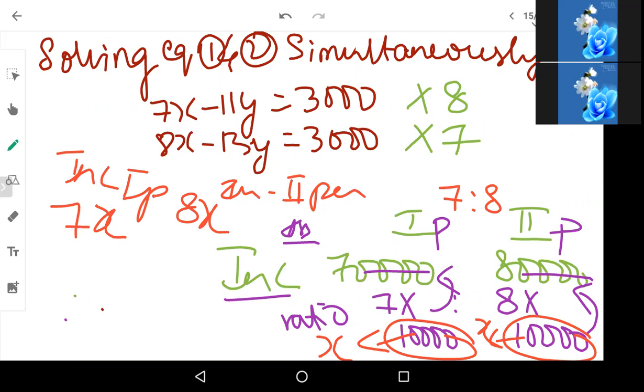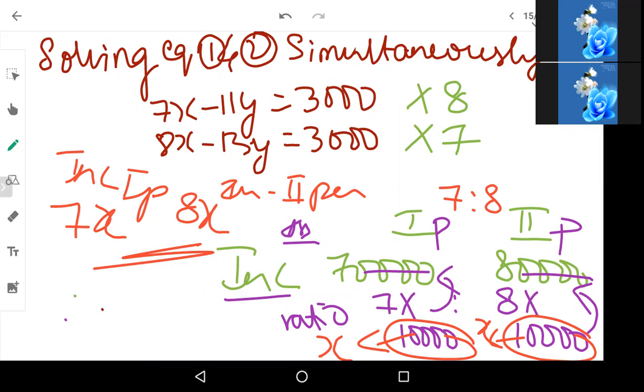Bindu Shri gave me the answer also. Correct, Bindu. 1,000 and 2,000. Now, Bindu Shri, put that into the income, the 7x and 8x, and find out the income. Okay. Now, others, did you understand till here? 7x and 8x, how did I get them? Yes or no?